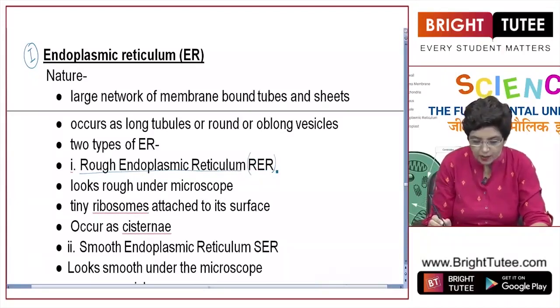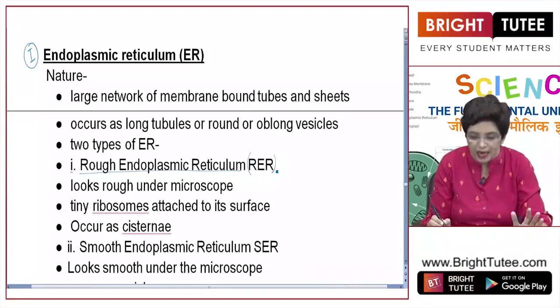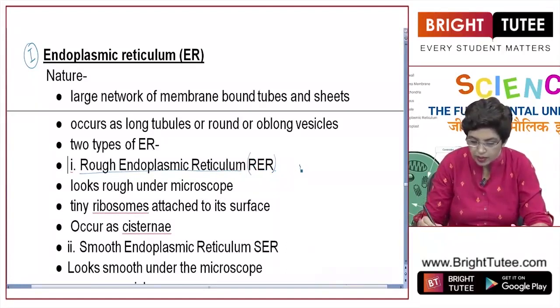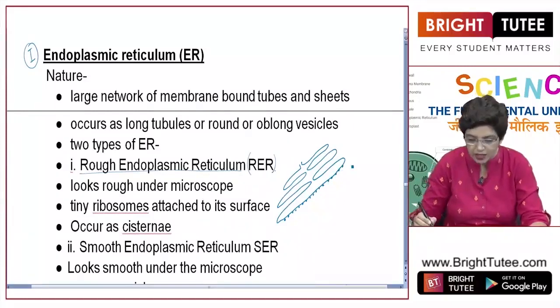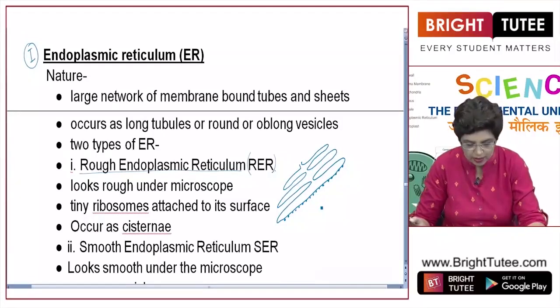It looks rough under the microscope because the tiny ribosomes are attached to it. I just showed it to you in the diagram of the nucleus. So this is how a typical endoplasmic reticulum looks like. On the surface there are tiny ribosomes attached to it. So that is why the surface looks rough, and that is why the name rough endoplasmic reticulum. So it's a network of tubes on the surface of which the ribosomes are attached.